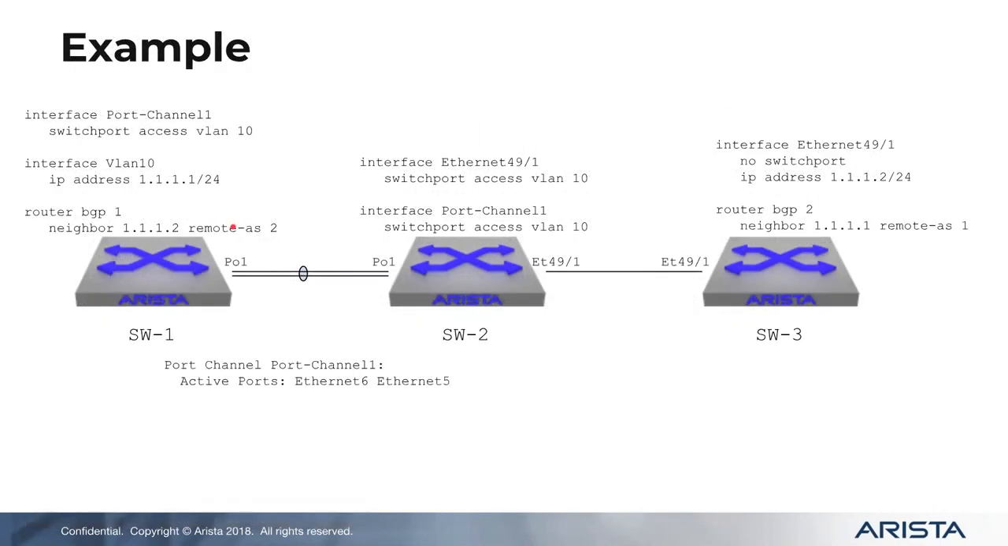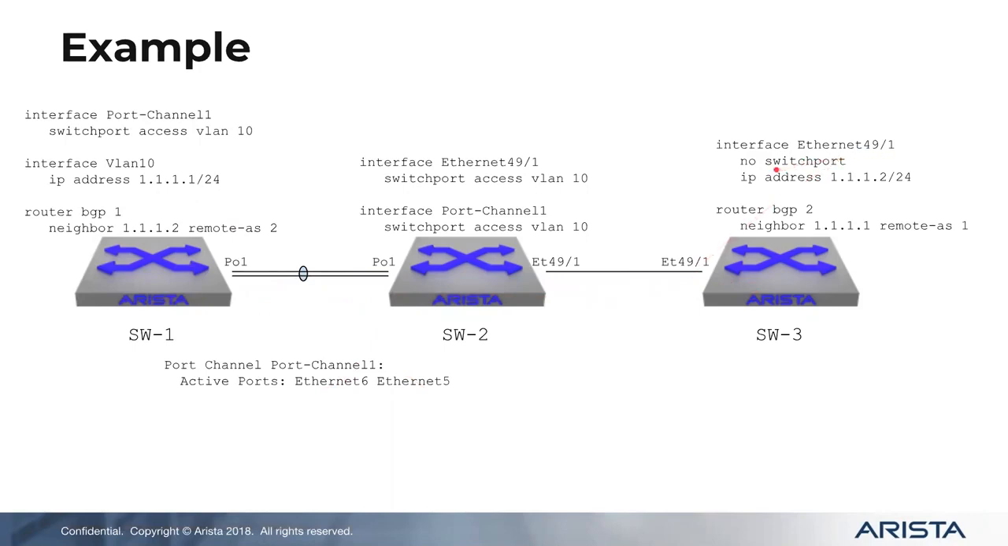Alright, now that we have some theoretical knowledge about tcpdump, it's time we put that to practical use. I've got a setup here of three switches: switch 1, switch 2, and switch 3. Switch 1 and 2 are connected via Ethernet 5 and 6, which have been bundled into port channel 1. Switch 2 and 3 are connected via Ethernet 49/1.